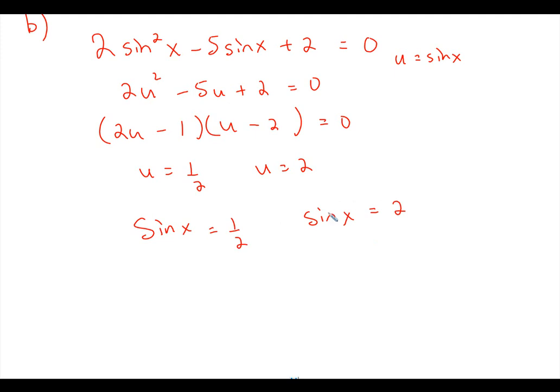Now the first one, sine x equals 2, I know this already is undefined because the sine of some angle has to be between negative 1 and 1, our result. So we know this is undefined. So over here, first of all, let's think about our unit circle. Where is sine positive? That's quadrants 1 and 2, right?